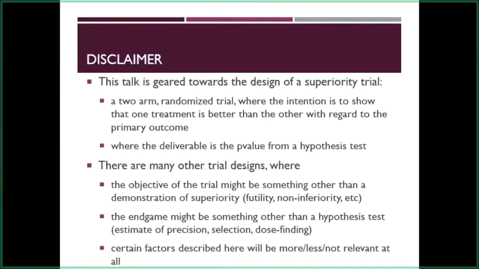So I'll start with a disclaimer, which is that this talk is really geared towards the design of a superiority study. And what I mean by that is any 2-arm randomized trial where you want to show that one treatment is better than the other. That primary outcome that you're trying to show superiority on may not be a clinical outcome at this stage of the game. It might be a biomarker or some sort of, not a subclinical finding, but a softer outcome, quality of life or something like that. But the intention is to show that one treatment is better than the other, and you hope to do that with the p-value from a hypothesis test.